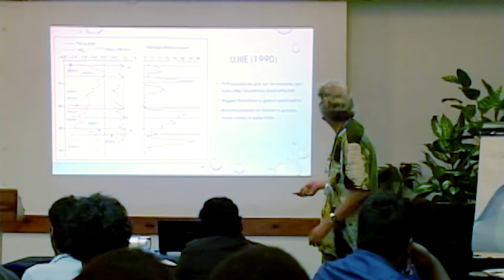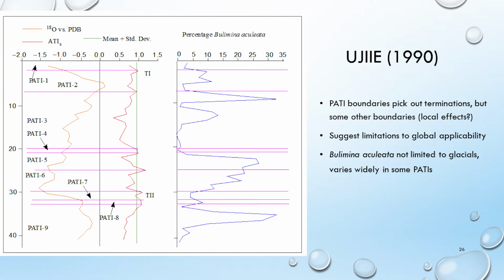So I ran ATI on it. T1 stands out very nicely. T2, well, it's in there, but there are some other surfaces as well. So I would say that in the absence of an oxygen isotope curve, I would not be confident correlating over such a huge distance as here to Japan.